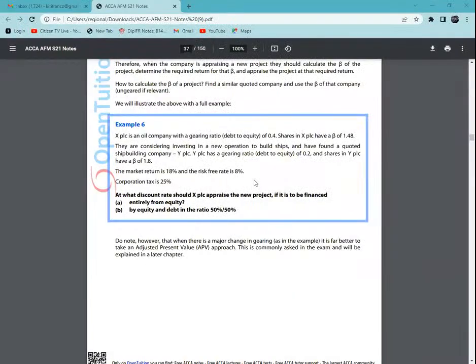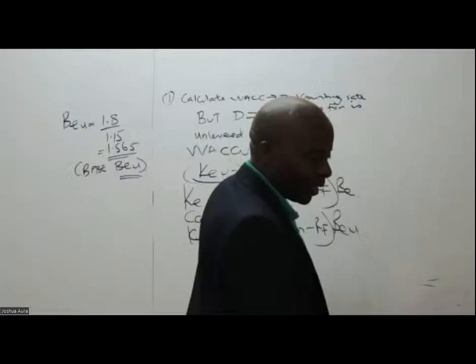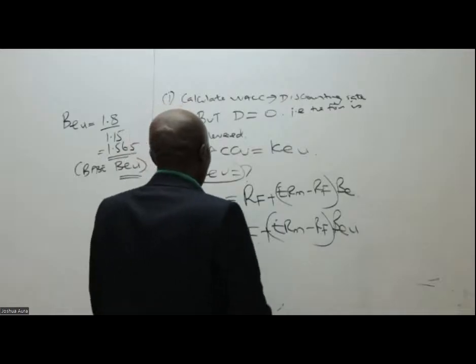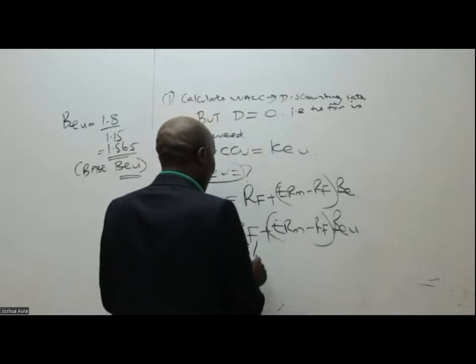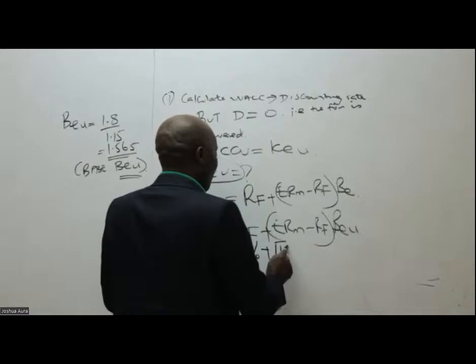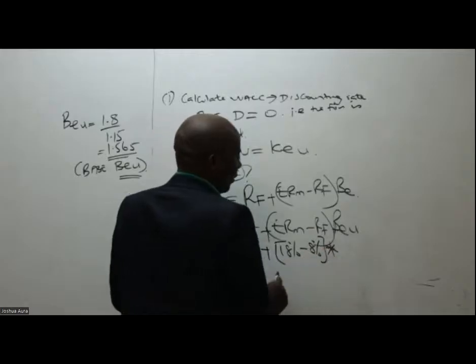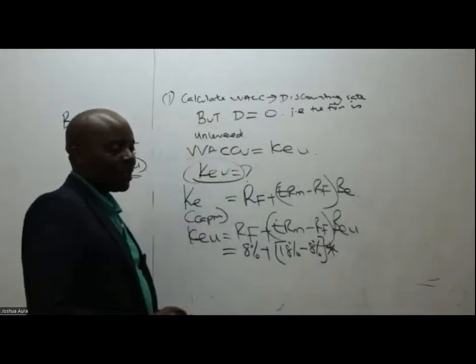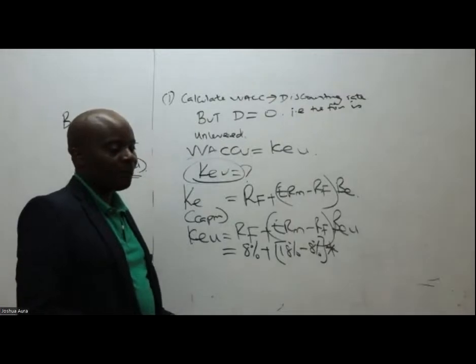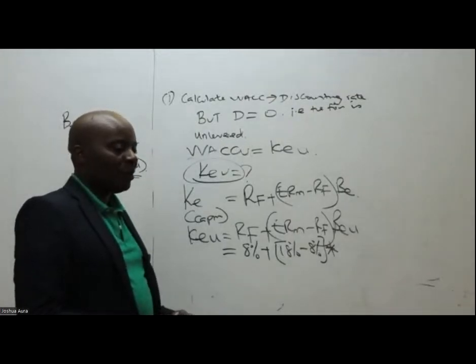Yes, it's 8% and the market return is 18%. So no worries at all. We are being told the risk-free rate of return is 8%, plus 18%, the market return, minus 8%, multiplied by beta equity of the unlevered firm. Could you kindly give me the beta equity of the unlevered firm?